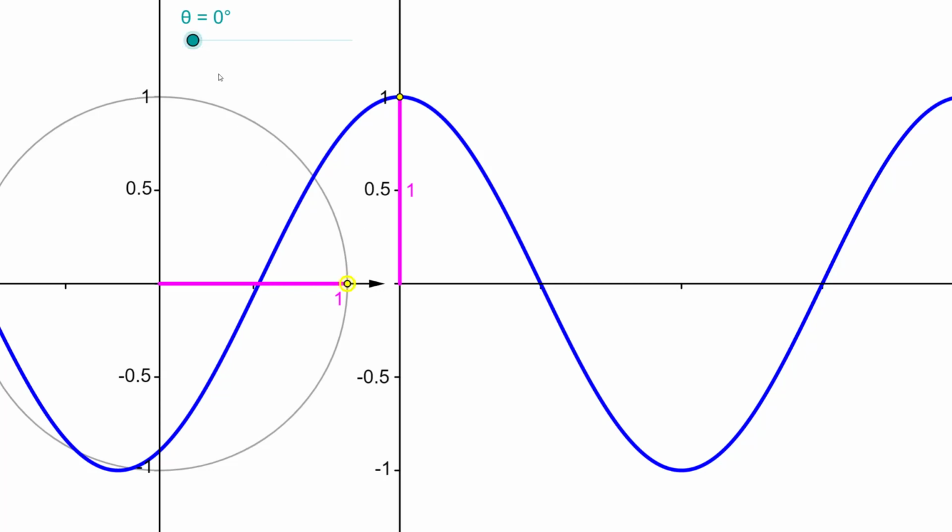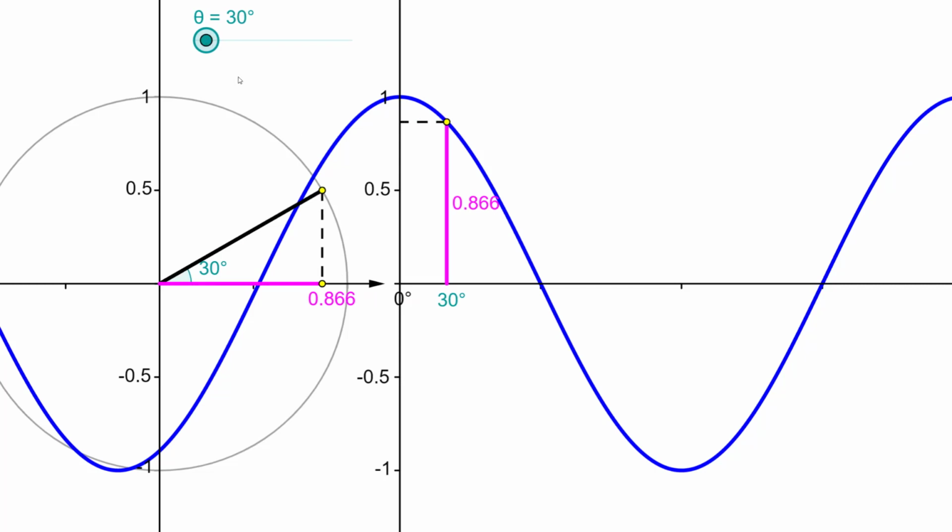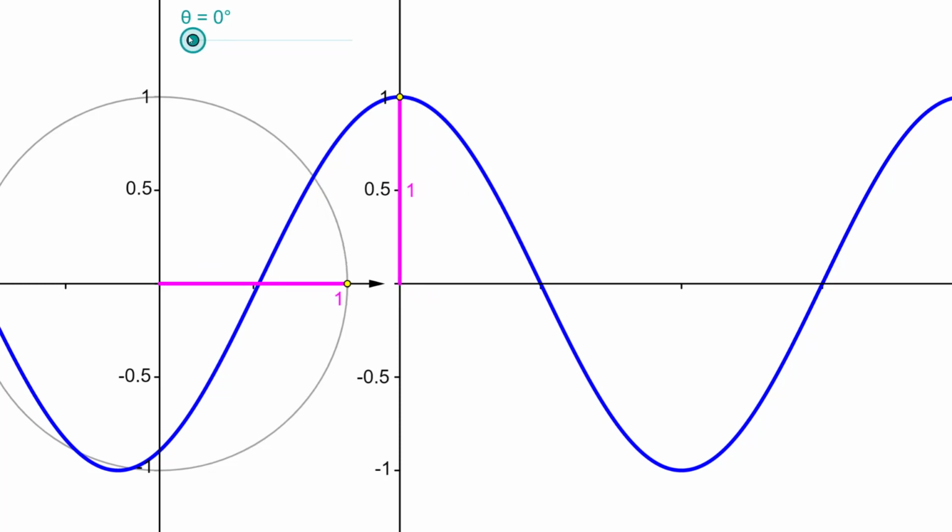When we increase the angle here to 30 degrees, the cosine again is the ratio between the adjacent side, which is the pink length here, which is the x coordinate of this point, the yellow point here. The length of this pink side of the triangle is 0.866. So we see that when the angle increases from 0 to 30 degrees, the cosine function decreases from the maximum as we keep increasing the angle.